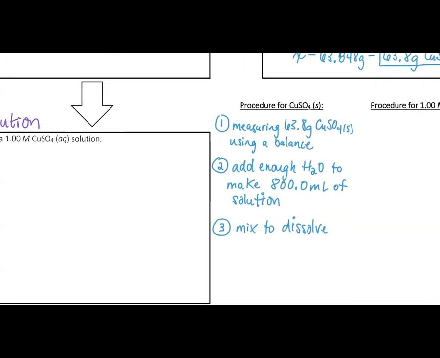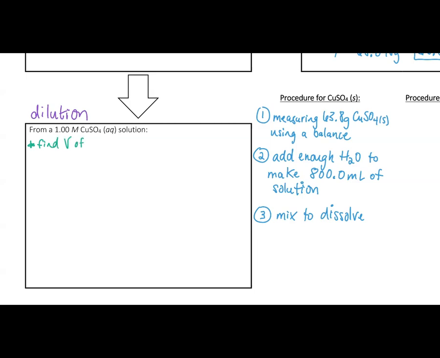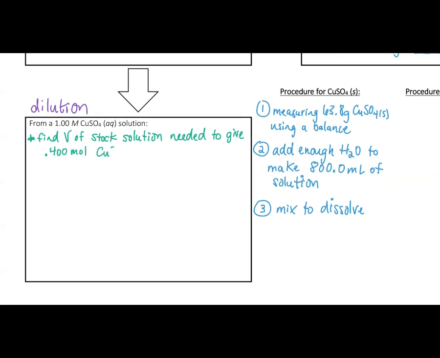Okay, the other way we could make this solution is to use a dilution, where we would use a stock solution. And in this case, our stock solution is a 1.00 molar solution. So here, we want to find the volume of the stock solution needed to give, in this case, what was it, 0.400 moles of CuSO4.